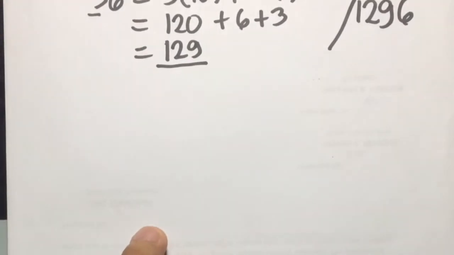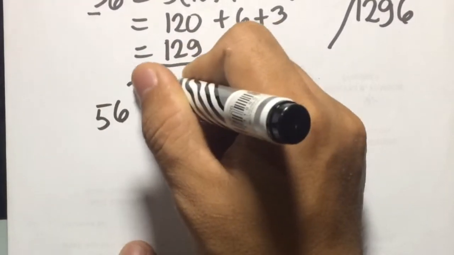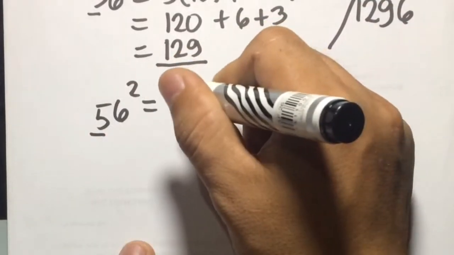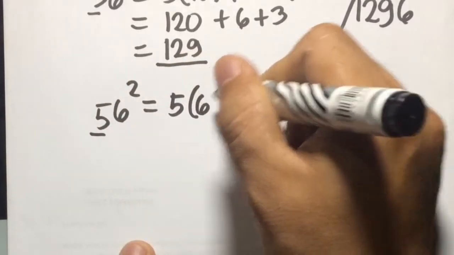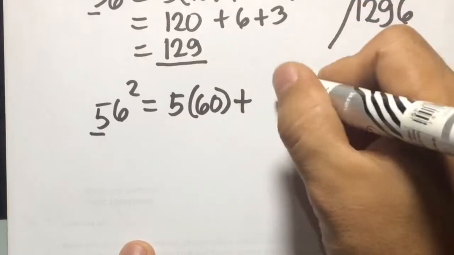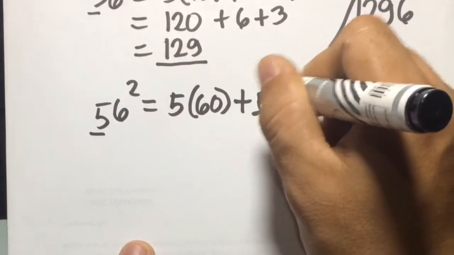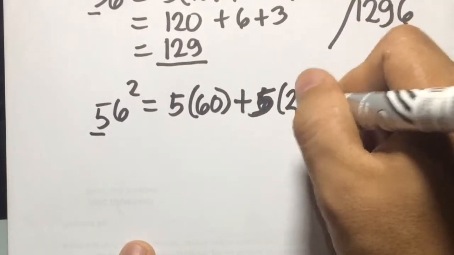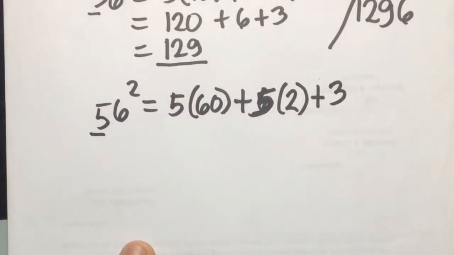Let's have 56 squared. So 56 squared, first digit is 5, so we're going to have 5. Times the next digit of 5, which is 6. Then just add 0. Then plus the first digit, which is 5 here, times the constant number, which is 2. Then plus another constant number, which is 3.